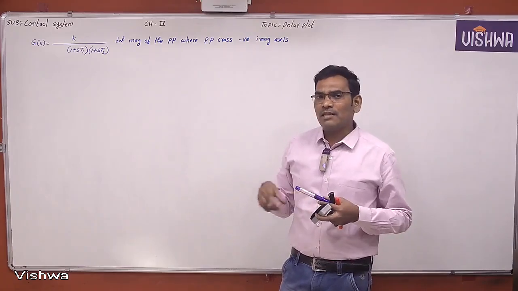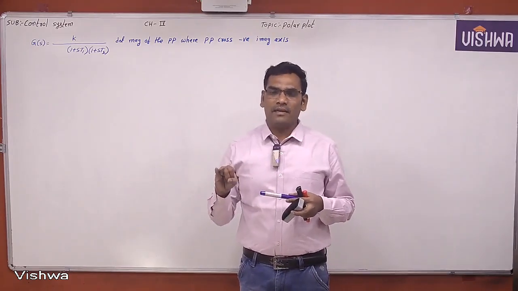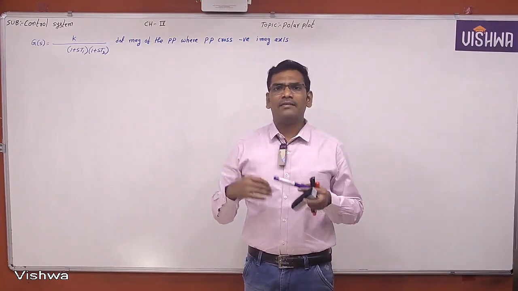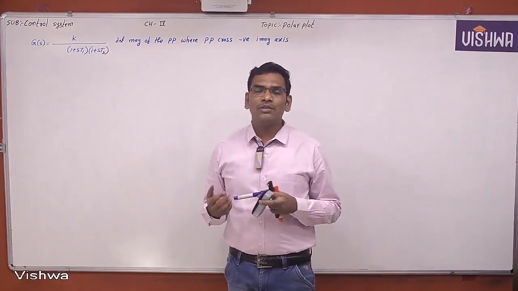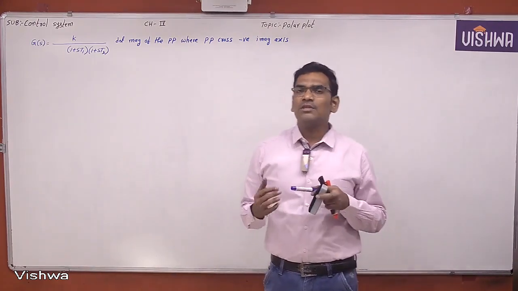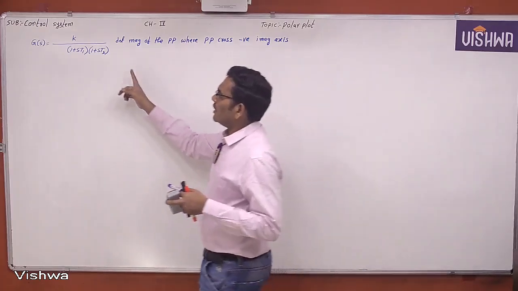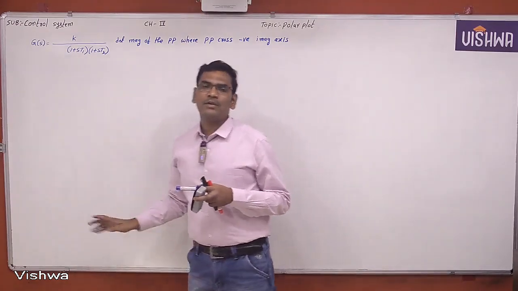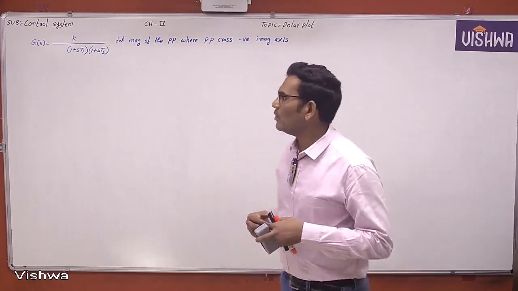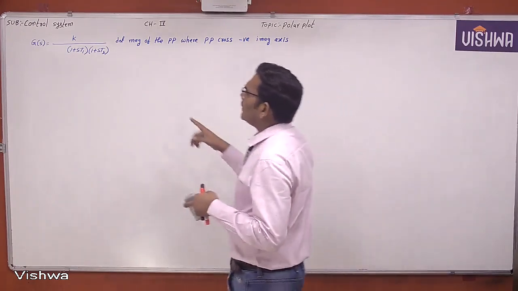So first we want to draw the polar plot, again magnitude, again frequency, again phase, and it will take more time. So now use your shortcut method to draw the polar plot directly without doing magnitude and phase angle calculations. Is it right or not? Yes. Can I use the type and order approach?